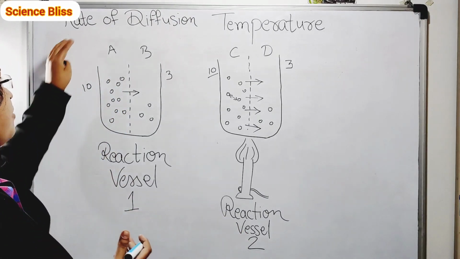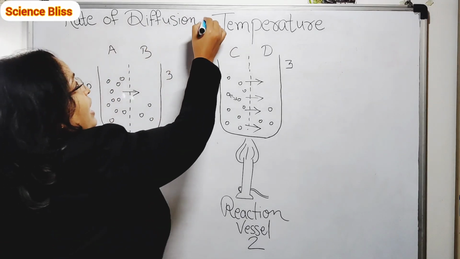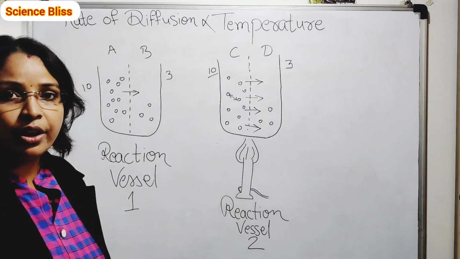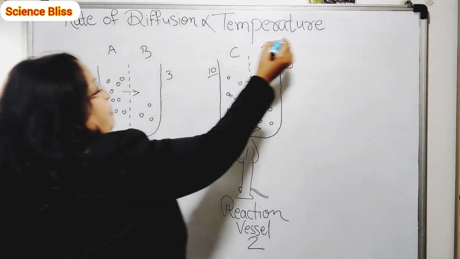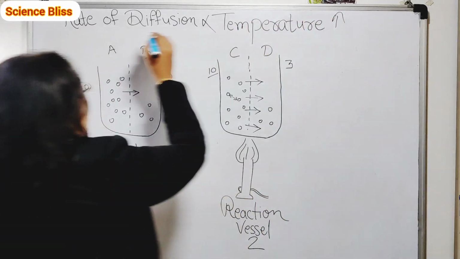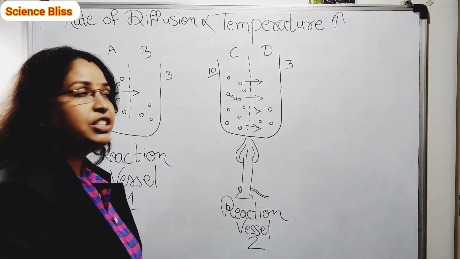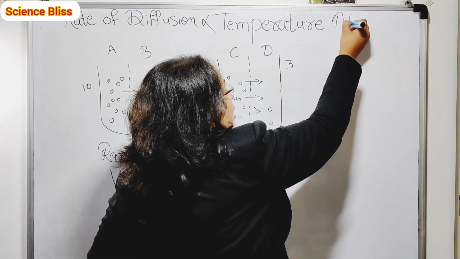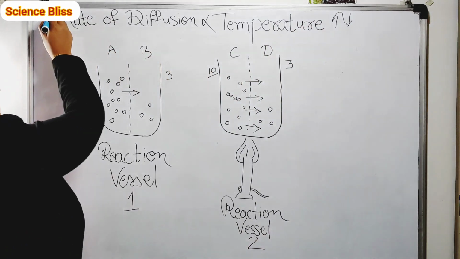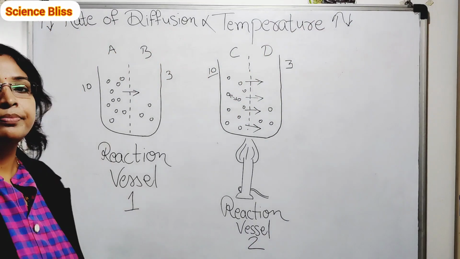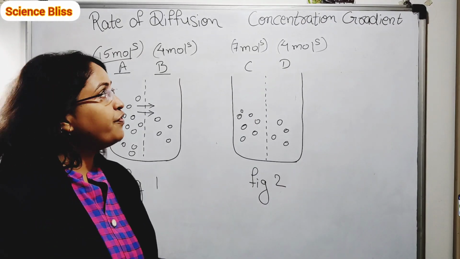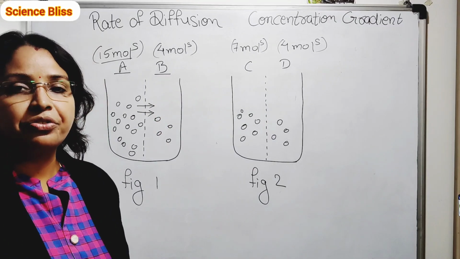So we can say that rate of diffusion is directly proportional to the temperature. If I increase the temperature, there will be an increase in rate of diffusion, and if I decrease the temperature, there will be a decrease in rate of diffusion. Another factor which affects the rate of diffusion is concentration gradient.